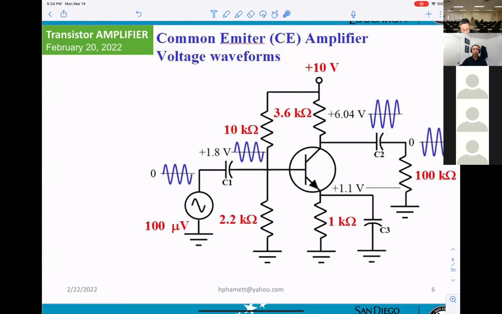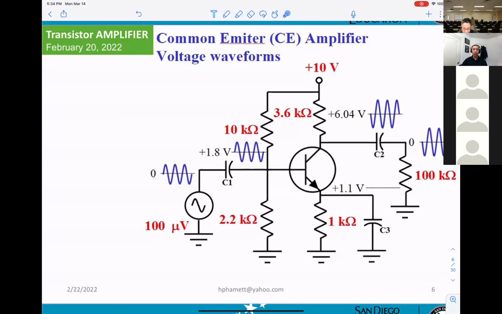If you want to measure the peak to peak of this sine wave, your scope must be set to AC coupling. AC coupling will remove the 1.8 volt. That's why you can see this sine wave. Otherwise, the sine wave is very, very small compared to 1.8 volt. If you set it to DC, you cannot see this sine wave.